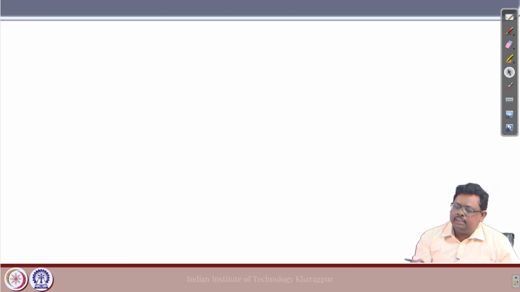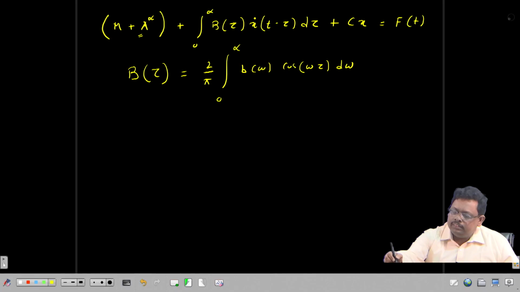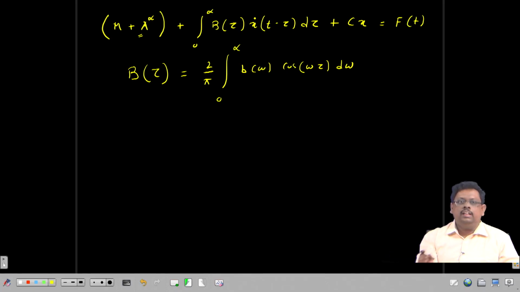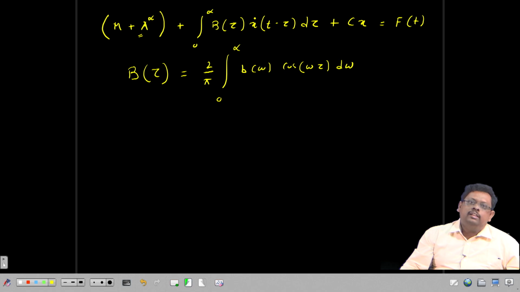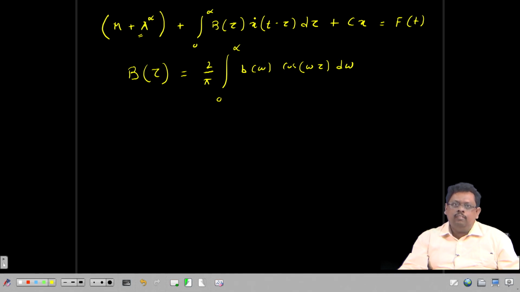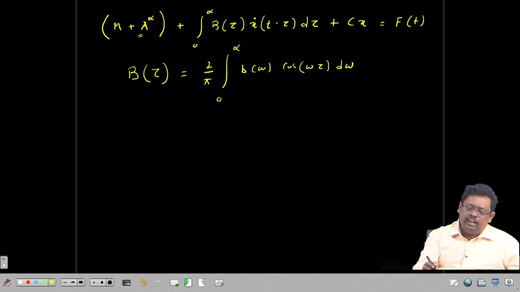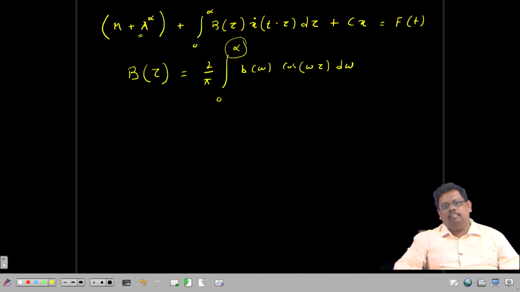So, let us jump into the solution. Here is how we finished in the last class. Today we need to find out numerically how we can get the solution for b tau. Now, here the integration ranges from 0 to infinity.